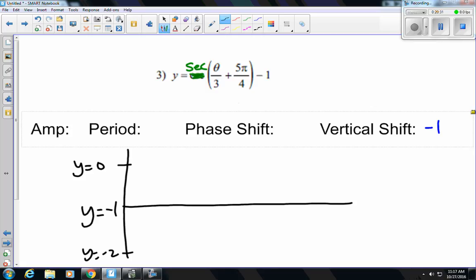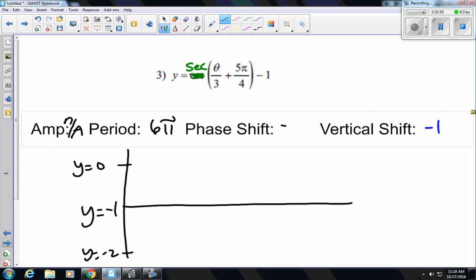Okay, anything else? Can we go ahead and put an A for the amplitude? Okay. All right, period. 2 pi over 1/3, which is 6 pi. Phase shift, positive or negative? Negative. Okay, what's your question? How do you know? Oh wait, never mind. Since there's no left, okay, never mind.